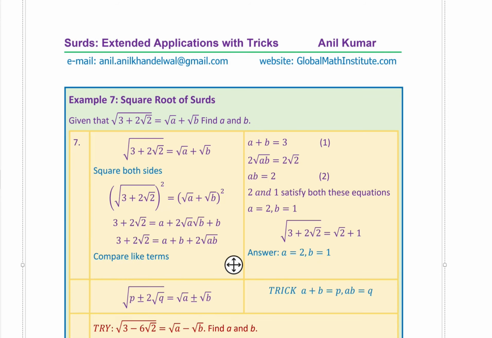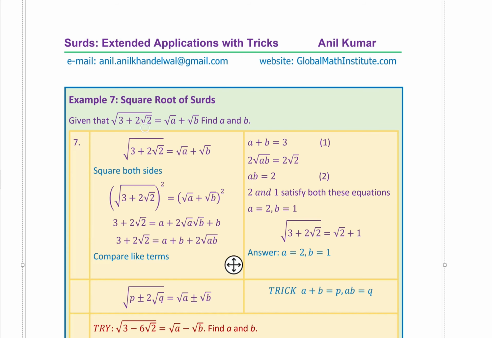Question number 7. Given that square root of 3 plus 2 square root 2 is equal to square root a plus square root b, find a and b. Now, the strategy here is very similar to the strategy which we had adopted earlier. I'd like you to pause the video at this stage, answer this question yourself, and then look into my suggestions.